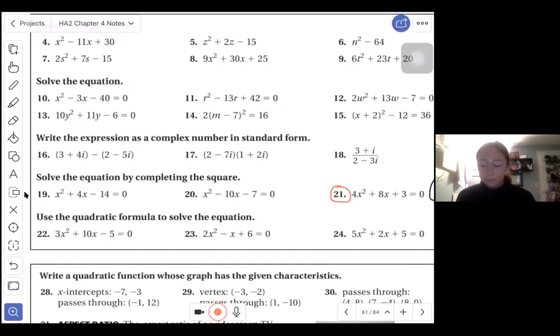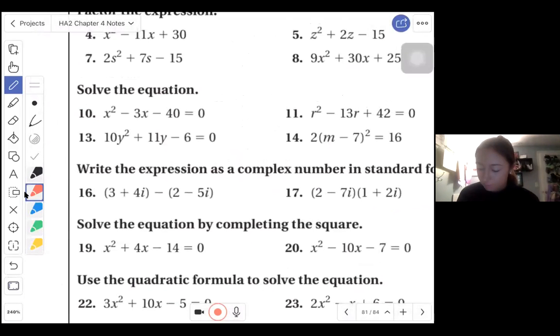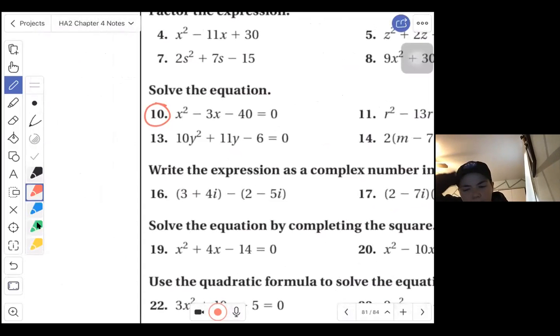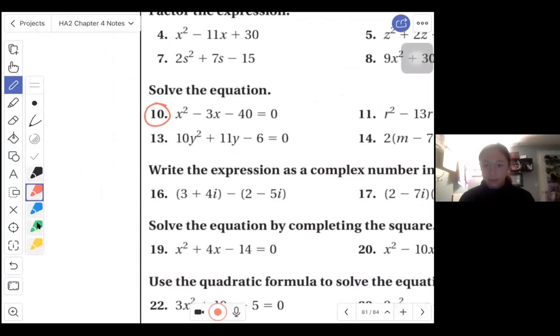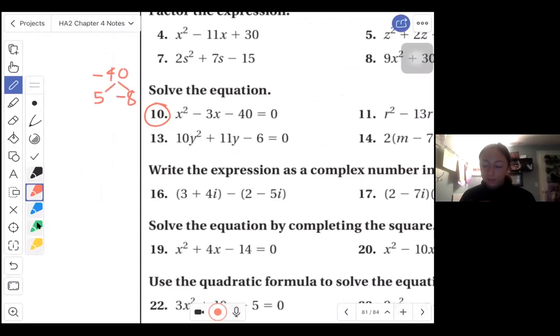So for the first one, for 10, we have x squared minus 3x minus 40. Malachi, can you tell me what approach you took to solve number 10? I believe it's factoring. Yeah, good. So the next part of it would be x squared plus 5x minus 8x minus 40 equals 0. Good. We saw that factors of negative 40 would be 5 and negative 8 that add to negative 3. So we could factor there.